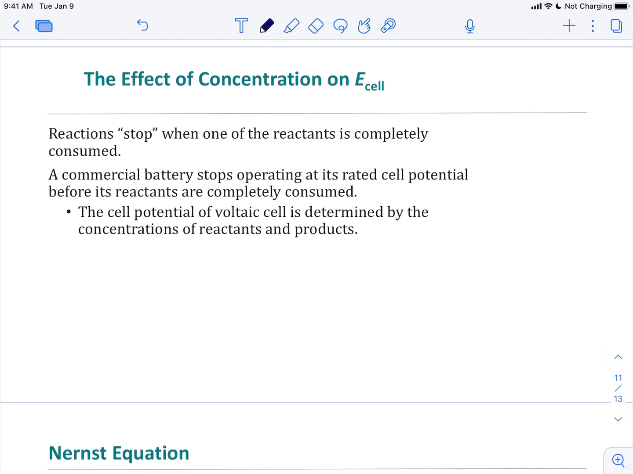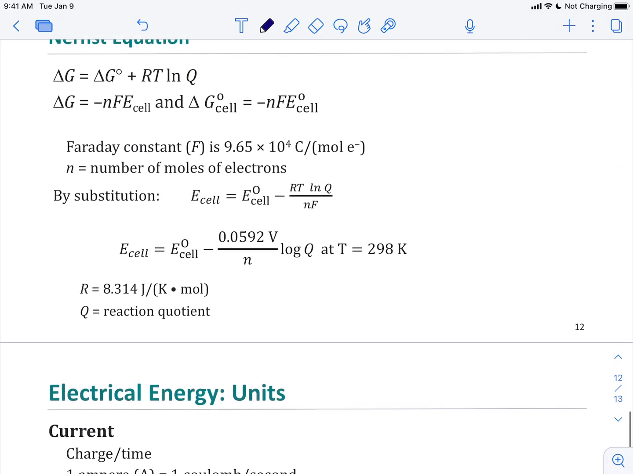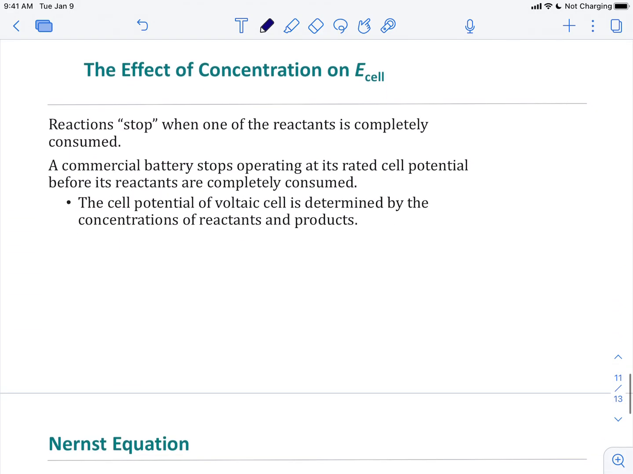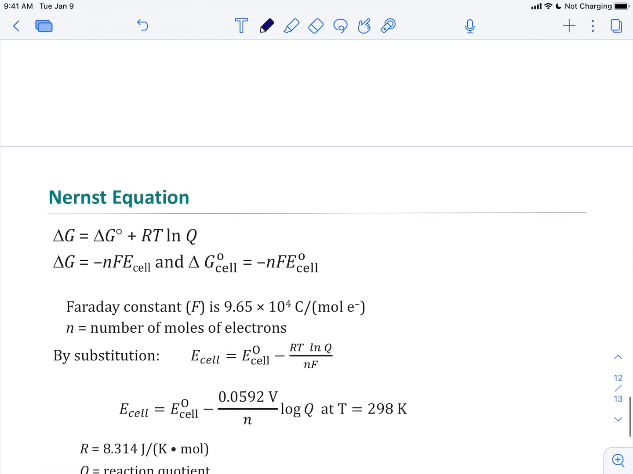Okay, one of the last parts of the chapter is the Nernst equation. What that does is allow us to look at the effect of concentration on the E of the cell. So now we're going to look at a system in which, eventually, your batteries die, right? Reactants run out. To completely consume, the battery's dead, the reaction stops. So we're going to need an equation to tell us how the potential of that cell that we create, that battery is just an electrochemical cell, changes as the reaction proceeds. And that's what the Nernst equation allows you to do.